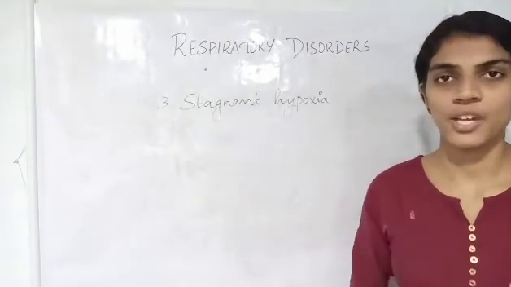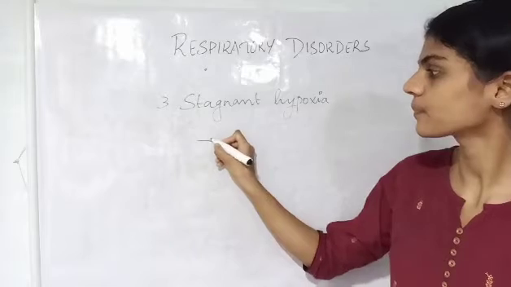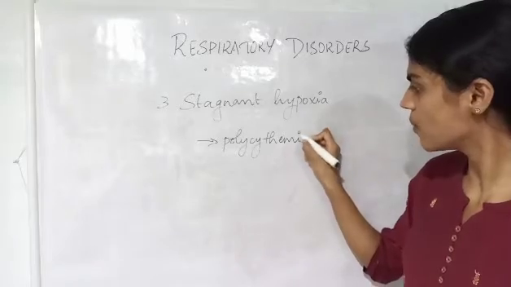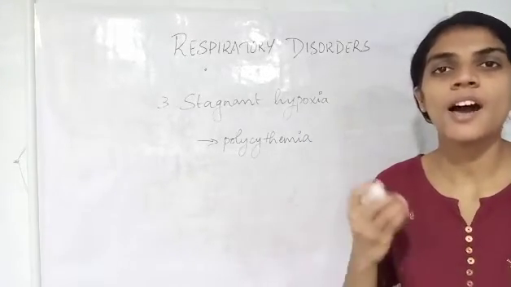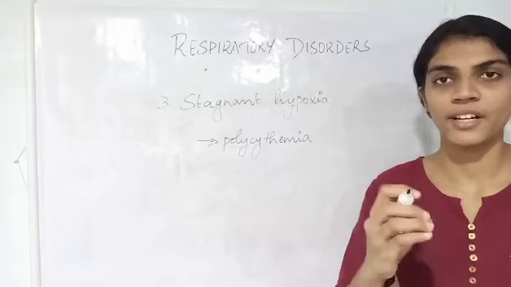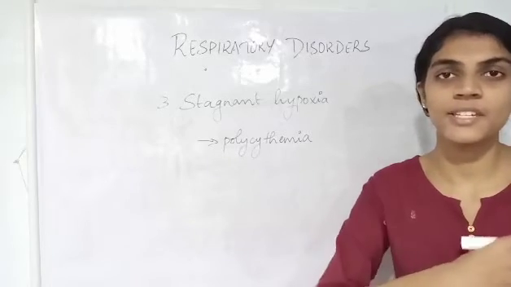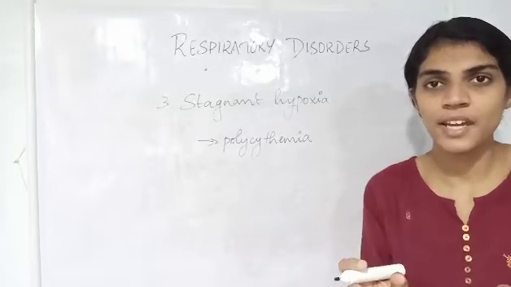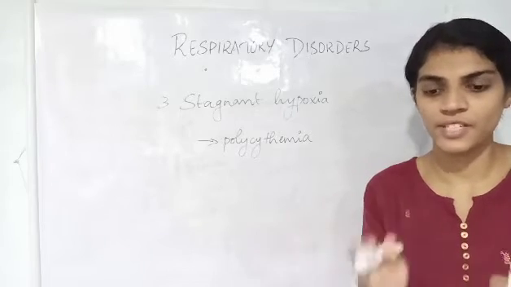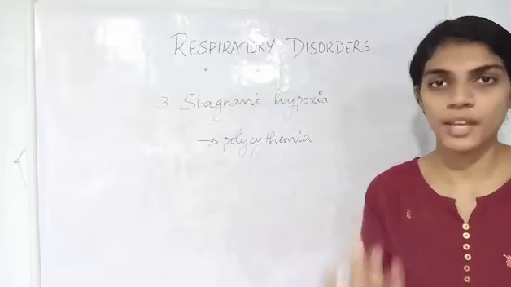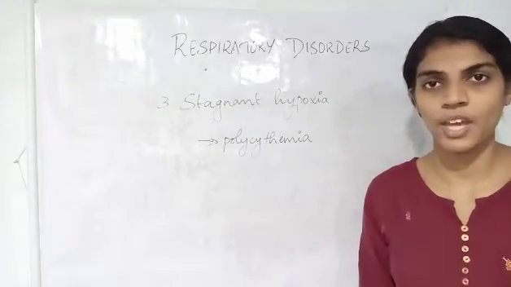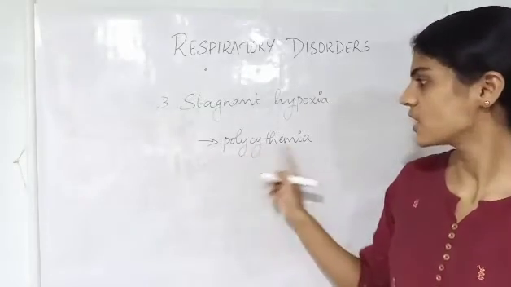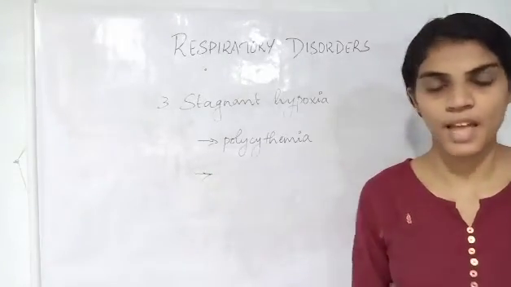The stagnant hypoxia can sometimes be caused by polycythemia. What is polycythemia? Polycythemia is the abnormal increase in RBC of the blood. If the RBC cells in the blood are increasing beyond a normal level, what happens? The blood will be too viscous. Viscous means difficult to move, viscous means thick. The blood will be too thick by the accumulation of all the RBC. So the blood will move slowly. Such a condition is known as polycythemia, that is increase in the RBC.